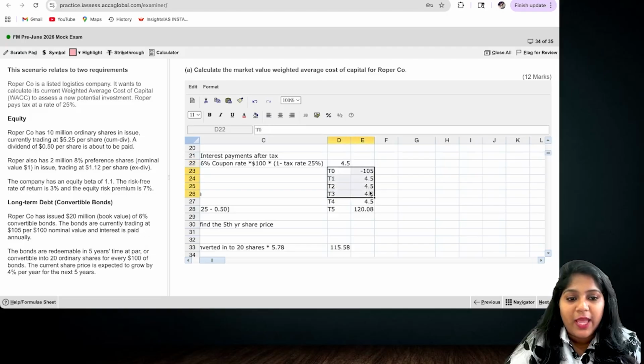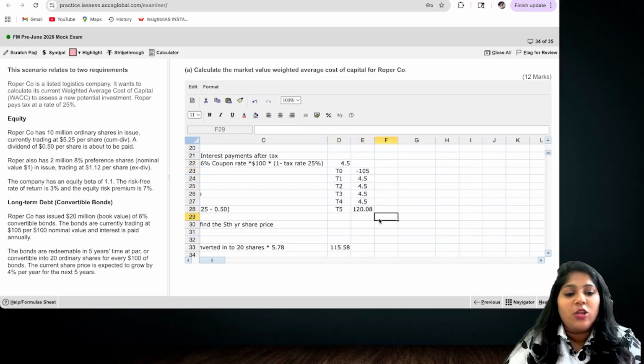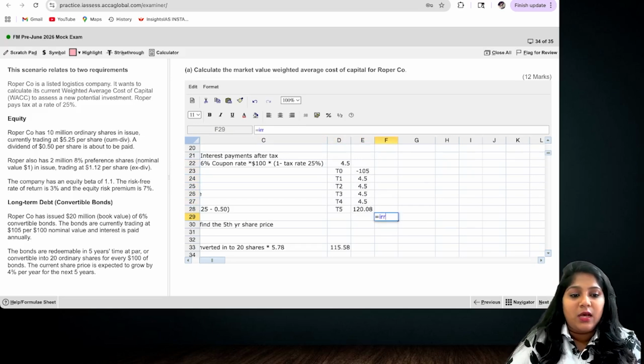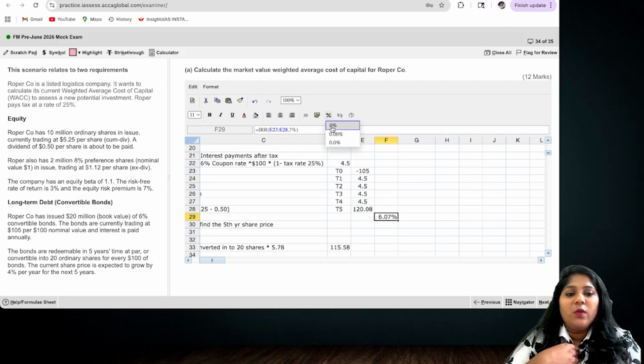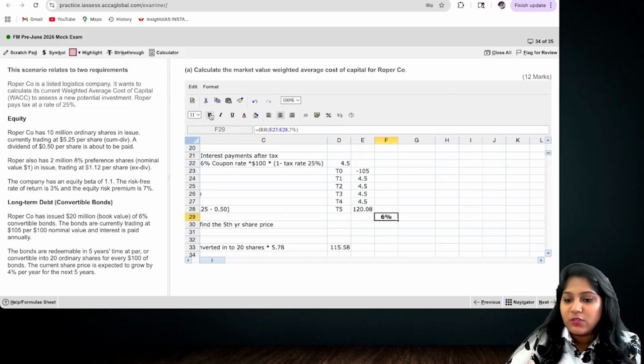To calculate the cost of debt, you will not sit and do the interpolation method. All you have to do is IRR, open the bracket, select all the cash flows, guess a percentage, and you should get the IRR. If you convert into percentage, your IRR is 6.07%, or you can consider 6%, which shall be your cost of redeemable convertible loan notes.